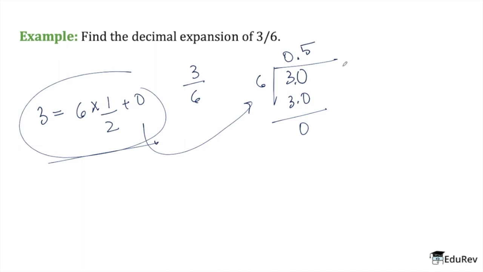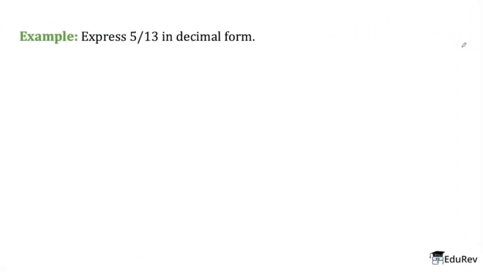Now here you can see that the quotient is 0.5 and the remainder is 0. And the rational number is what? 3 by 6. Where 6 is what? 6 is 2 into 3. Okay. So that means it's a terminating decimal. This is a terminating decimal as we have said. Now the next is that we need to express 5 by 13 in a decimal form.